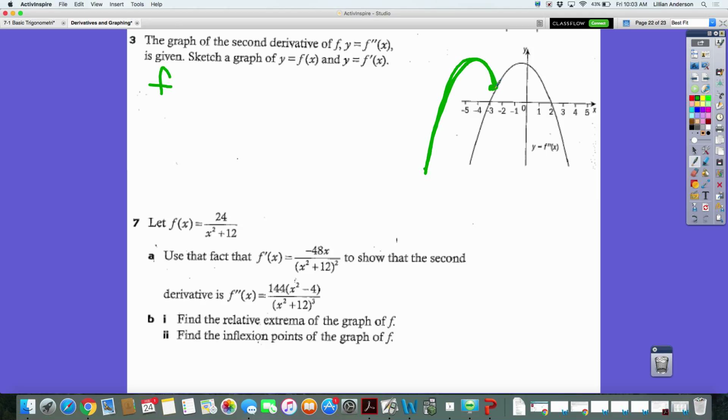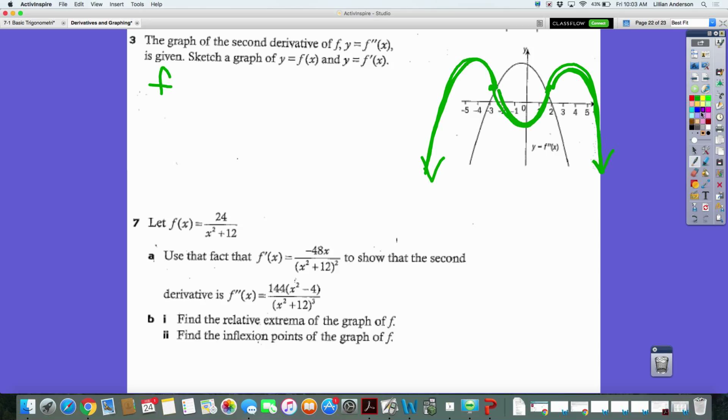After that, since the second derivative is positive, we're going to be concave up all the way up until 2, when we're going to change our concavity again. Okay, so we're going to be concave up all the way to 2, and then we're going to change our concavity again at 2, and then we're going to be concave down the rest of the way. Okay, so it forms like a little M, and that's the graph of our original function.